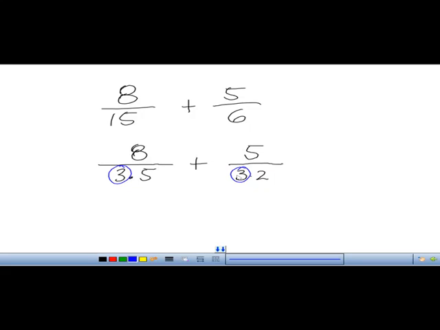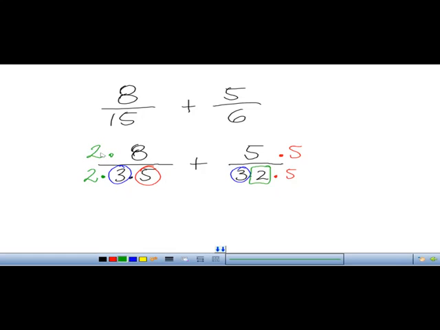Okay. But what is it that they don't have in common? What does this denominator need that this one has? Oh, well, this one has a 5, so I need to multiply this side times 5 also. But whatever I do to the denominator, I do to the numerator. What does this denominator need that this one has? Oh, this one has a 2, so I need to multiply times 2. And whatever I do to the denominator, I need to do to the numerator.